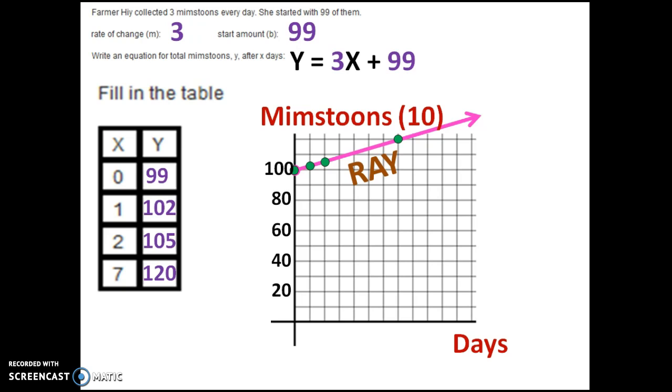This isn't really a line though, it's a ray. Why is it a ray? Because a line goes on forever and ever in both directions. We have an endpoint. So one endpoint and then going off in one direction forever and ever, we have a ray. And we don't really need the 2 numbers in between, we just need that last number, so we only need 2 points to graph a ray. We need the starting point and then some other point that it passes through.